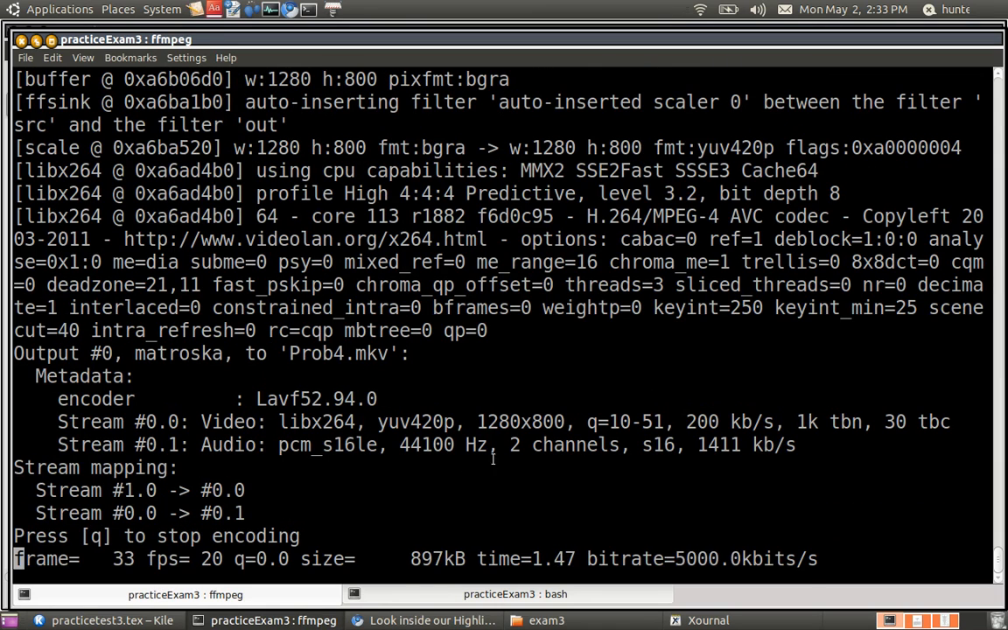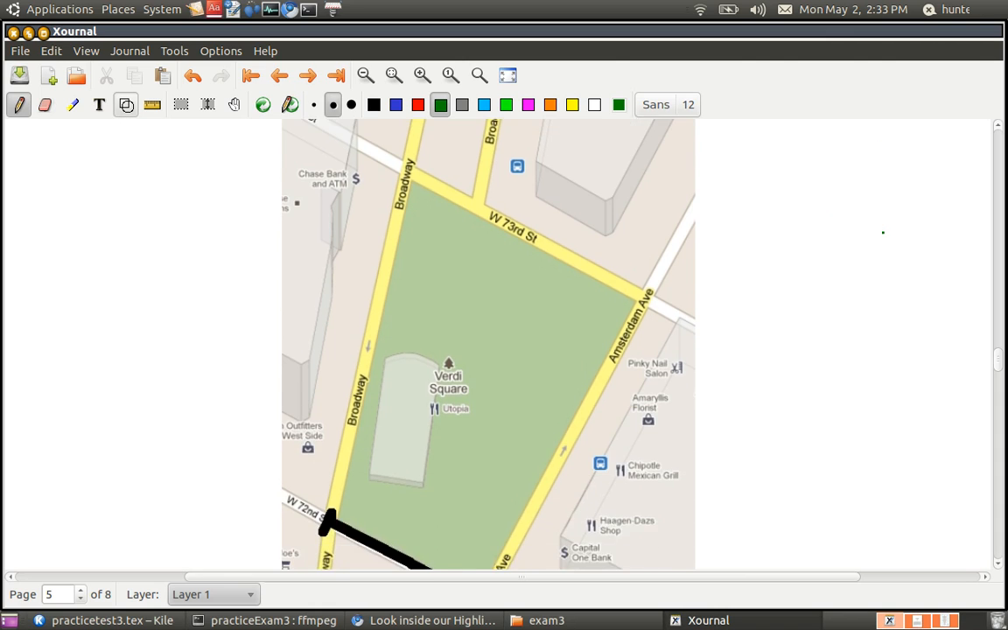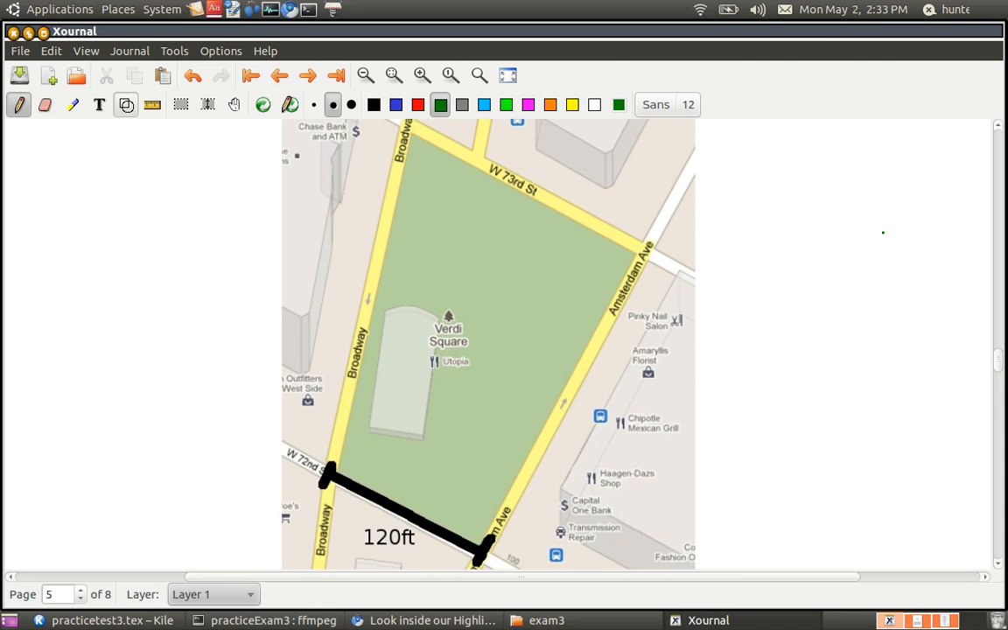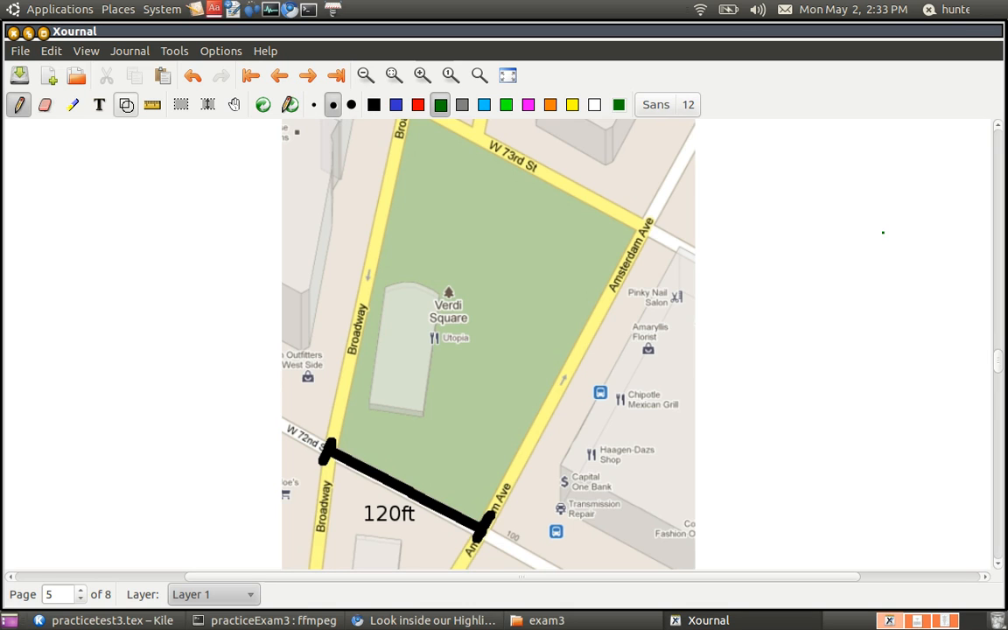Alright, now let's take a look at the fourth problem on the practice exam. It says estimate the number of square feet in Verdi Square below. So this is somewhere in Manhattan. I got this off Google Maps. And the legend has been cropped off, but this side of this figure we're going to assume is 120 feet.